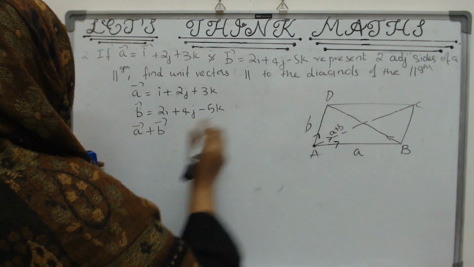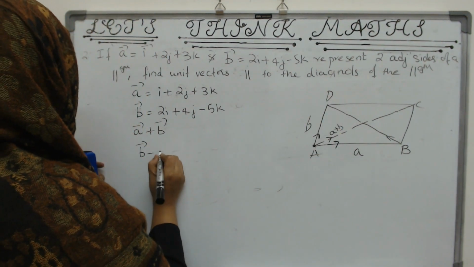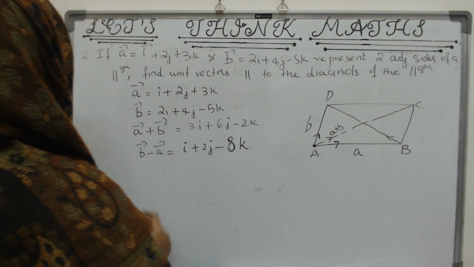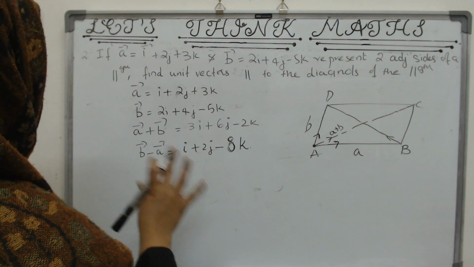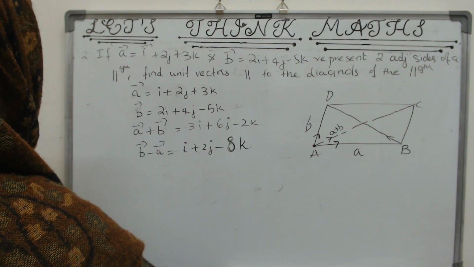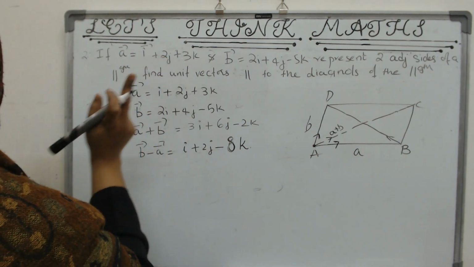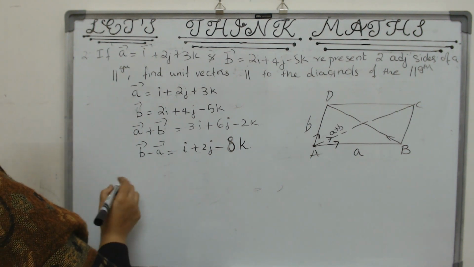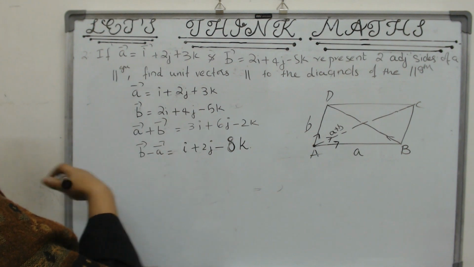Then what will the other diagonal be? It will be B minus A. So we will get the two diagonals first. These are the two diagonals. Next, what do we have to find? We have to find the unit vectors. How do we find the unit vector? We find its magnitude and divide it.